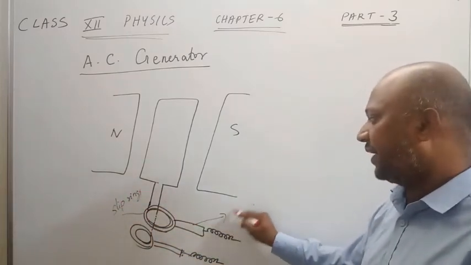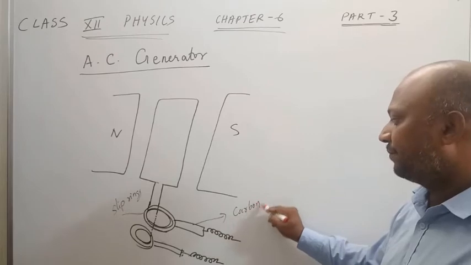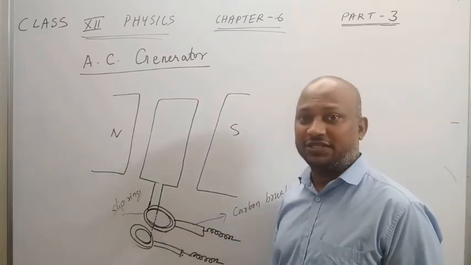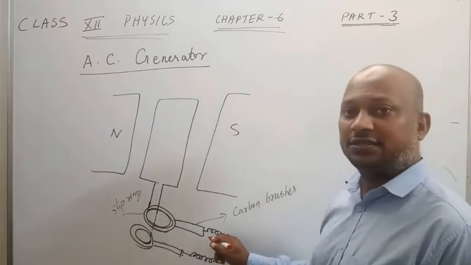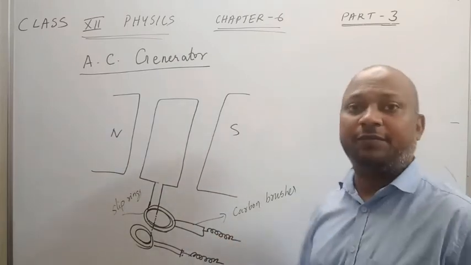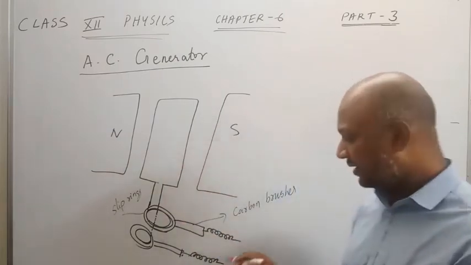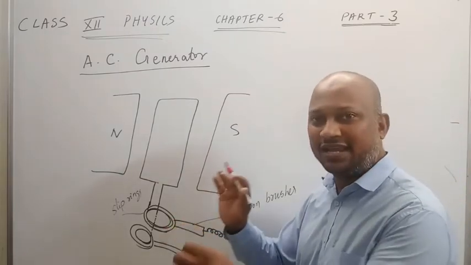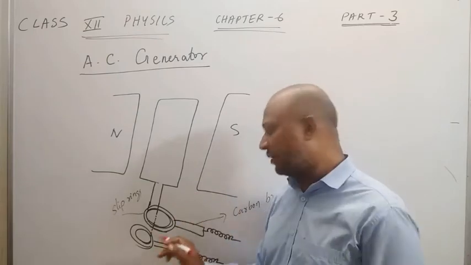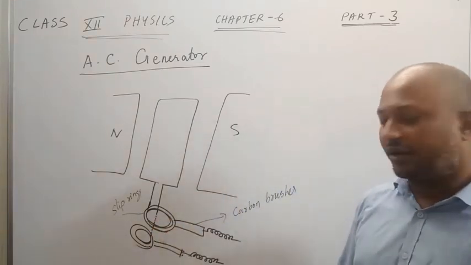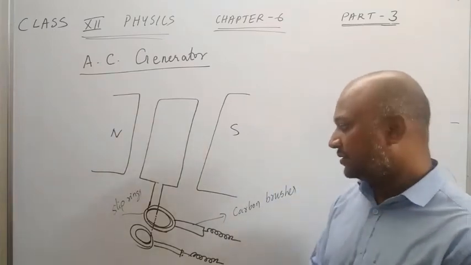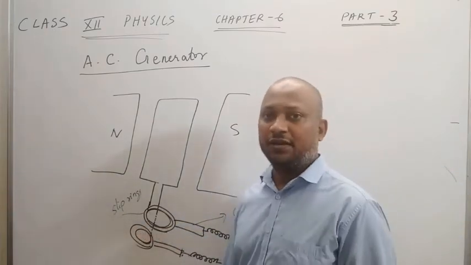This is the carbon brush, and the carbon brush and slip rings are not connected with each other actually. These springs are connected to the frame of the generator, and the spring pushes these carbon brushes and keeps them in contact with these slip rings.